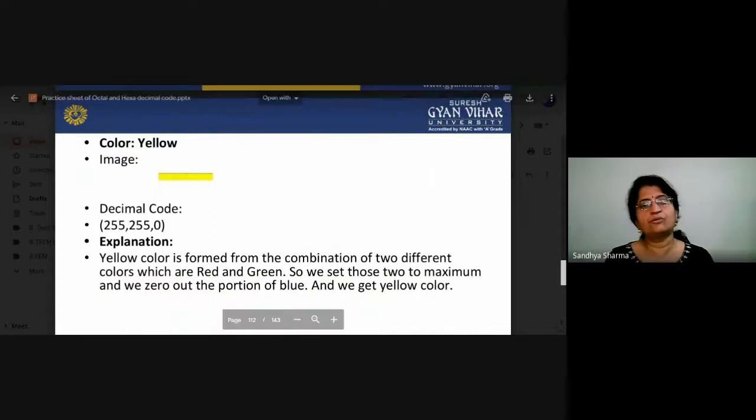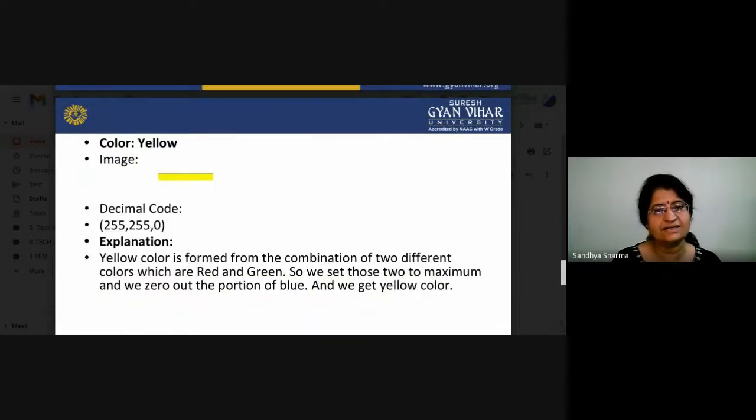Now we will see about the color yellow. So there is an image. What about the decimal code? If you are talking about the yellow color, there are two colors we have to work with, red and green. So we set these two to the maximum value, and the third one will be 0.